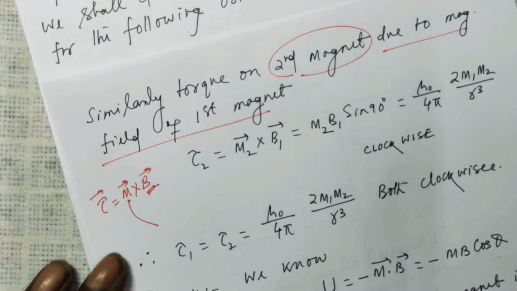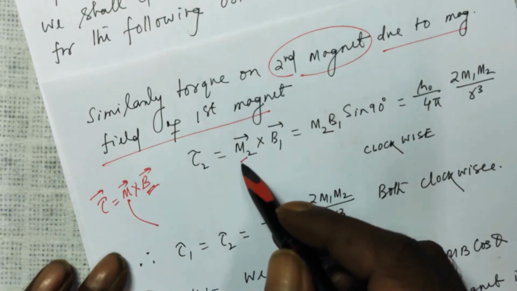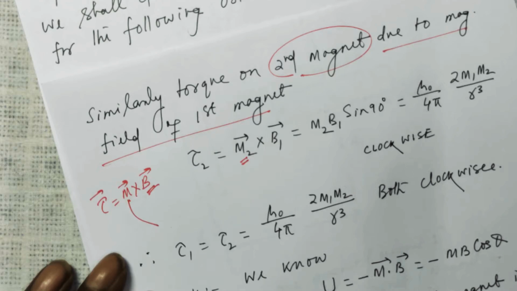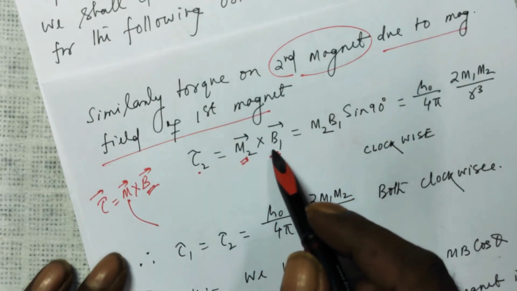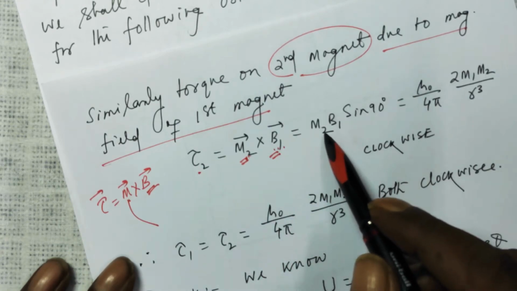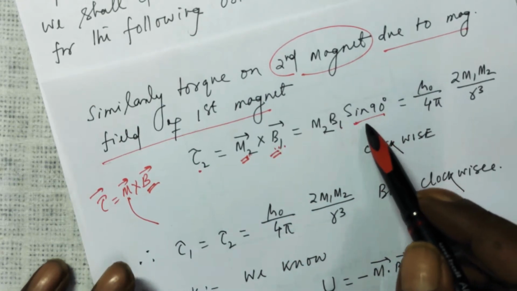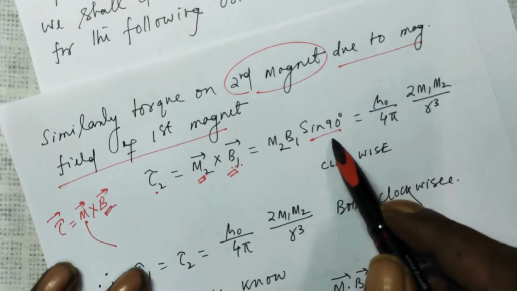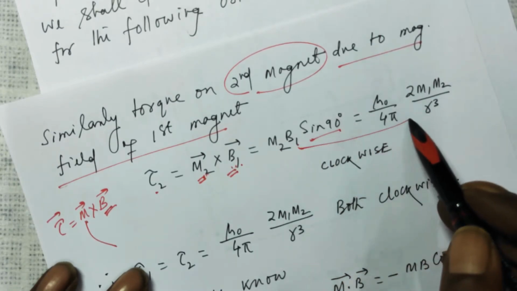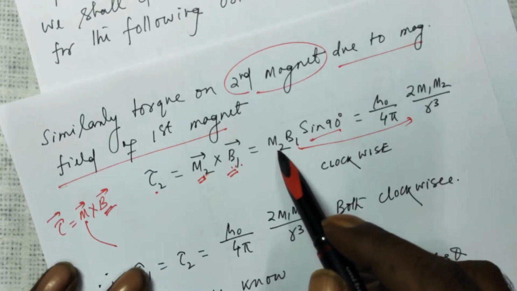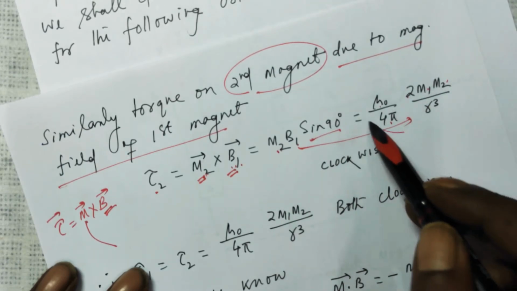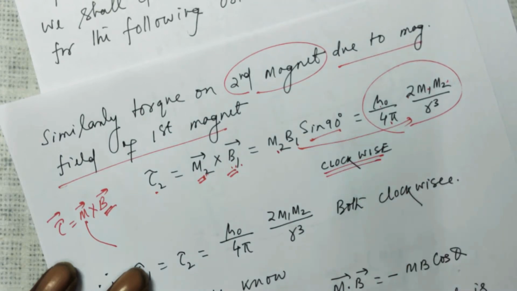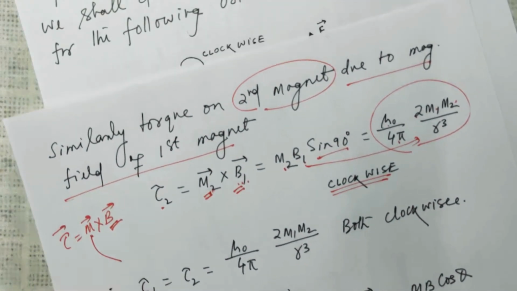So your second magnet, having magnetic moment m2, is in the magnetic field of the first magnet. So tau 2 is equal to m2 cross B1, a cross product. So m2 B1 sin 90. I will show you how it is 90 degrees. So put the value of B1 and multiply with m2. So this becomes mu naught over 4 pi, 2 m1 m2 over r cube. This is also clockwise.